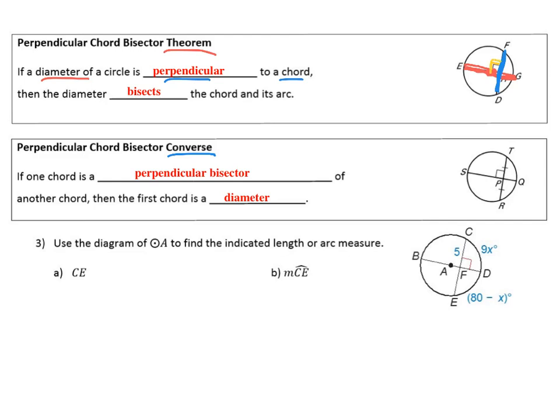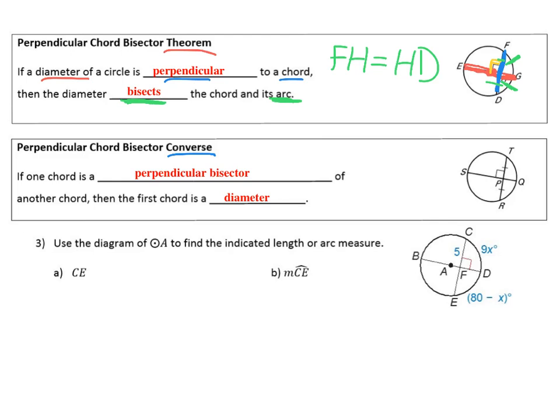Now, the other thing is that it bisects that chord. So it cuts FD right in half. So therefore I know that FH is going to be equal in length to HD. Now, the other thing they mention is that it also bisects the arc. So I could also say that arc FG and arc GD are congruent.